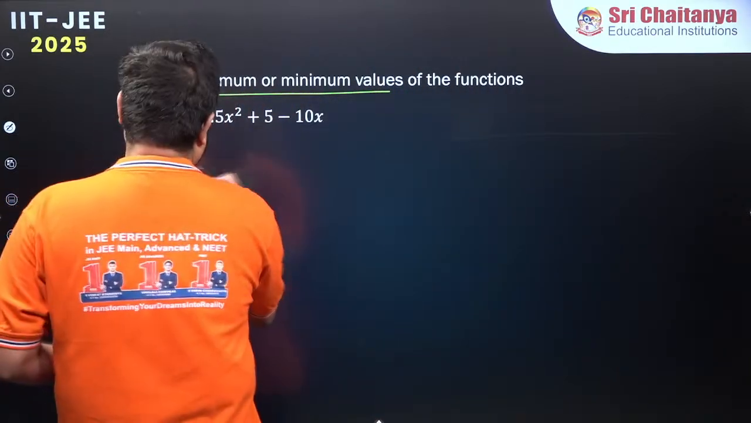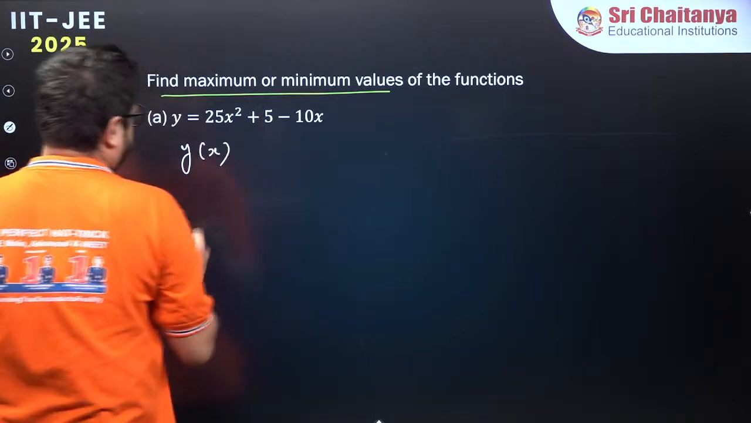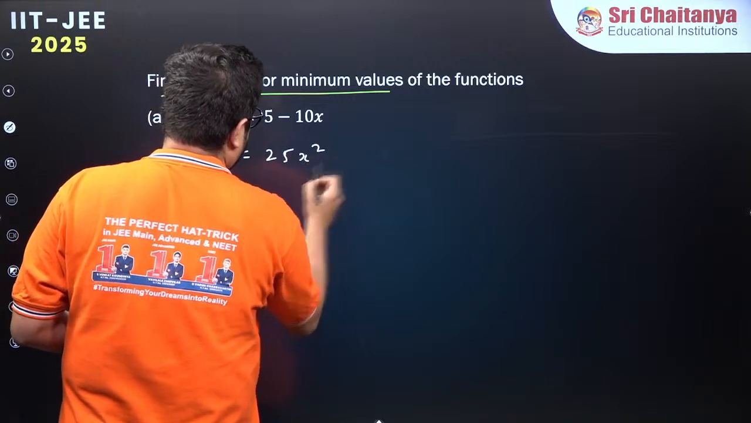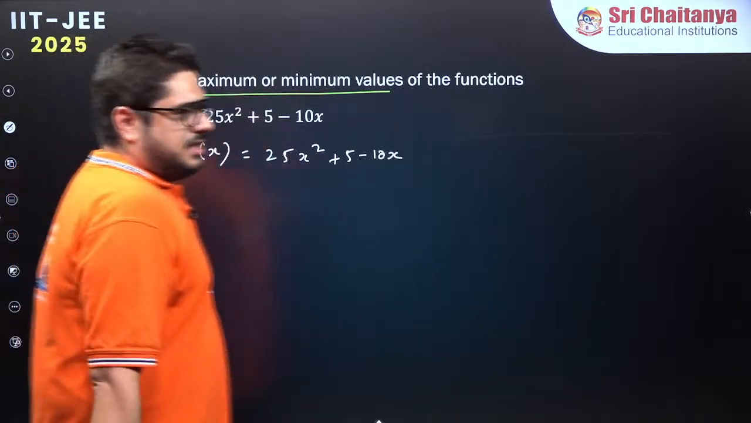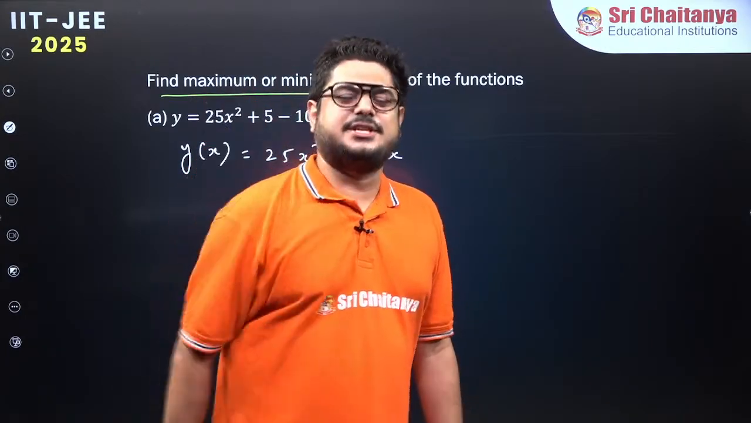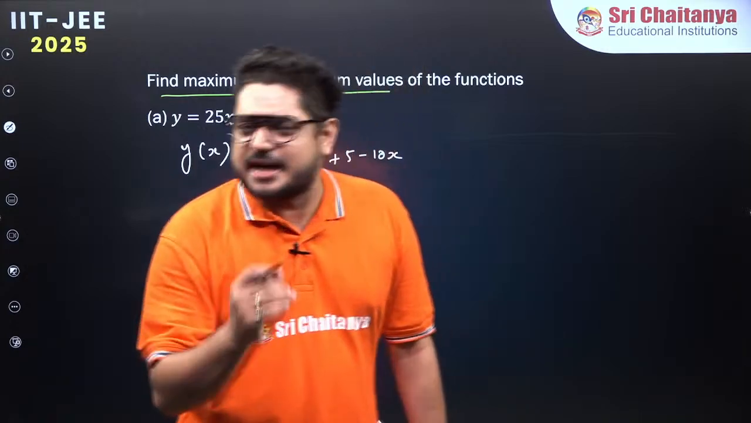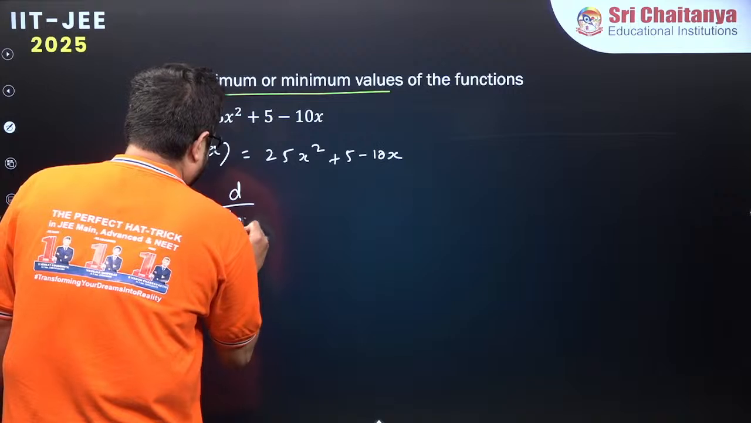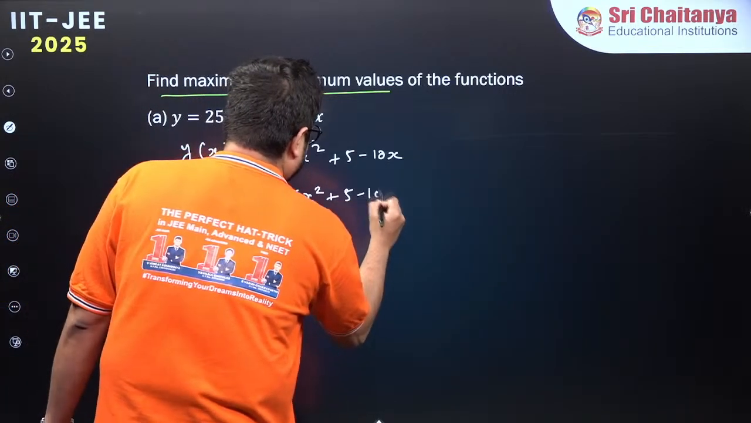You can see this is a function, everyone, where y is varying with respect to x. I can say y is a function of x: y = 25x square plus 5 minus 10x. Okay. So now what needs to be done? The first thing you need to do is differentiate this with respect to x. Then what are you going to get? d by dx of 25x square plus 5 minus 10x.